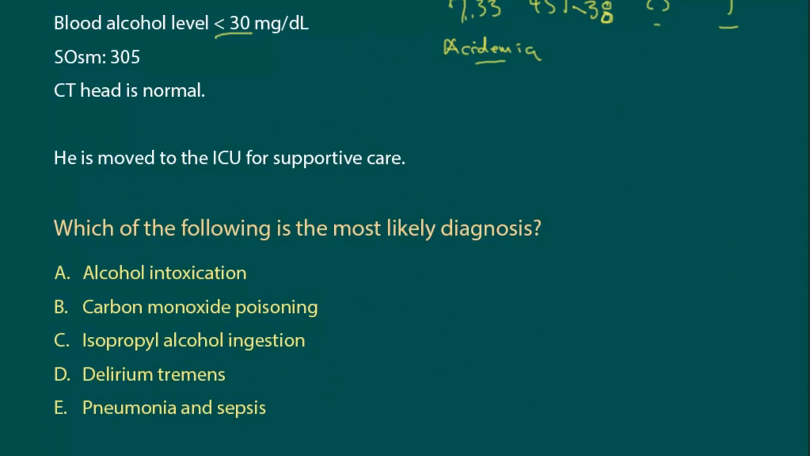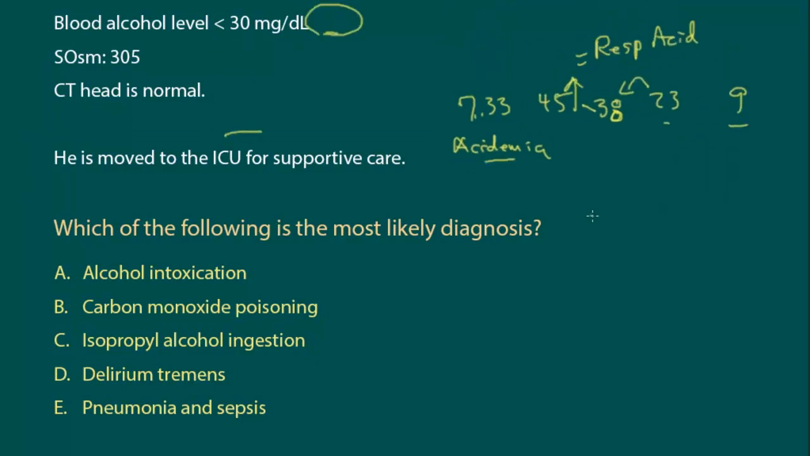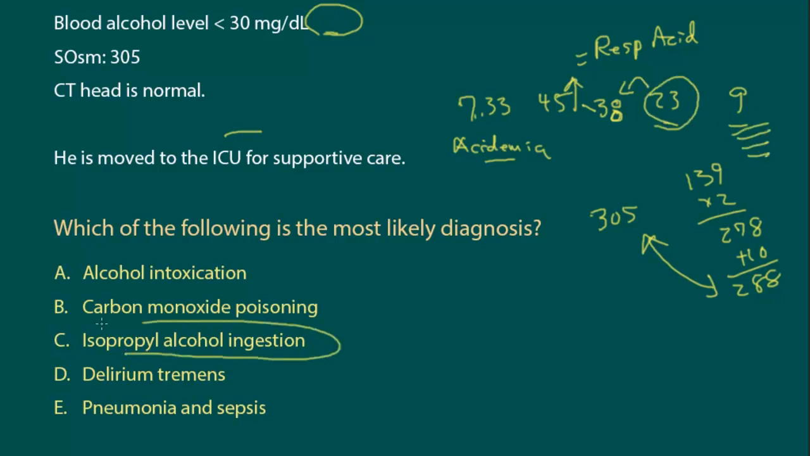Now, this patient is obtunded, and we don't know why. So we would definitely do an osmolar gap. An osmolar gap is serum osmolality measured minus calculated. In this case, calculated is 2 times 139, which is 278, plus about 10, 288, from 305. So we do have an increased osmolar gap. Because this patient's metabolic status is normal, we would have to exclude isopropyl alcohol poisoning.